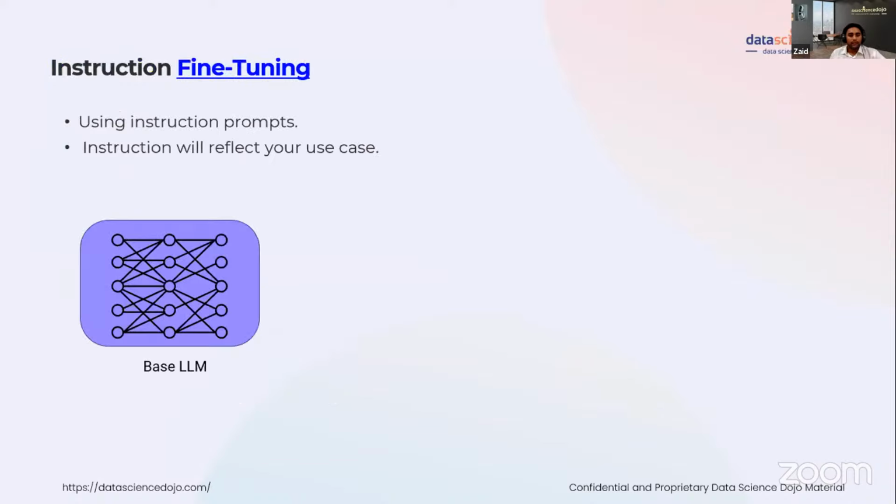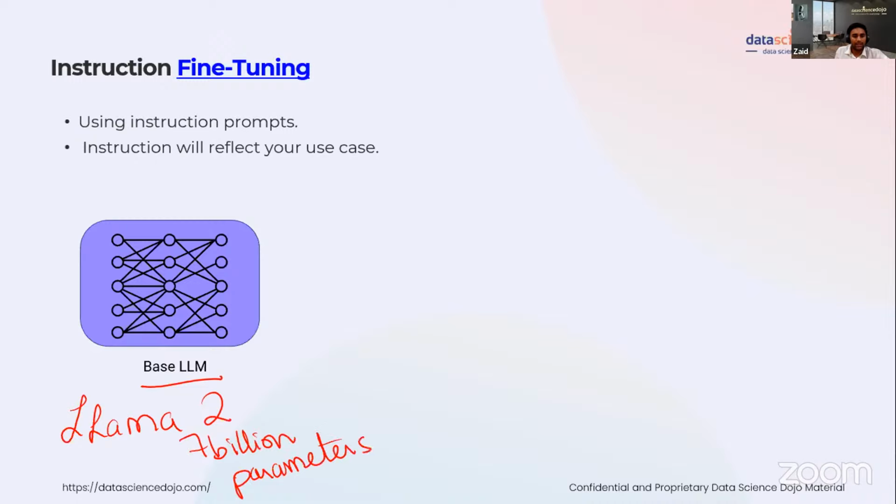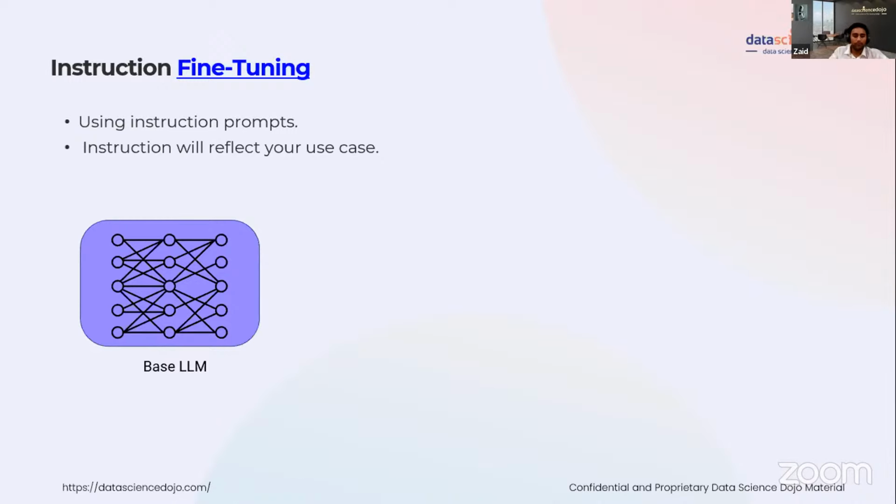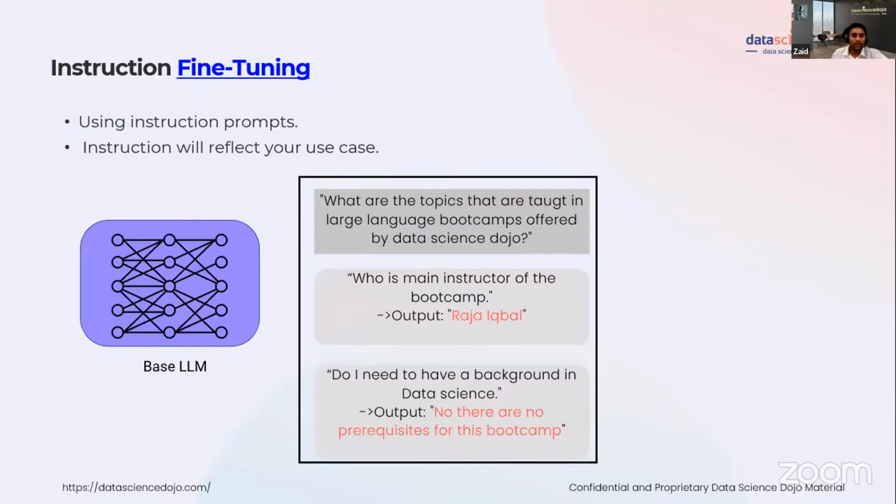So let's understand what instruction fine-tuning is. Let's suppose we have this base LLM, which is Llama 2, and I would name it as 7 billion parameters, because I'm utilizing that same instance of the Llama 2 model. It is a quantized model. So we just quantize it to a 4-bit architecture.